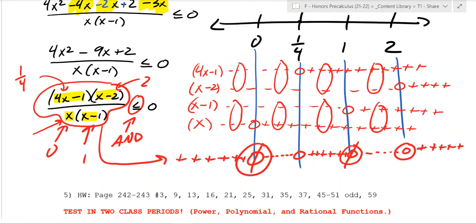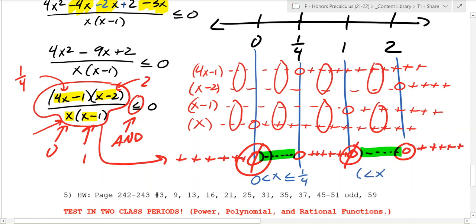So where is this negative? It's negative here, and it's negative there. So that is between, it's less than or equal to 1/4 and greater than 0, it can't be 0. And then it's also from, it can't be 1, so x is going to be greater than 1. I'll clean that up. And it's going to be less than or equal to 2, because it can be 2. Remember, it can be 2.